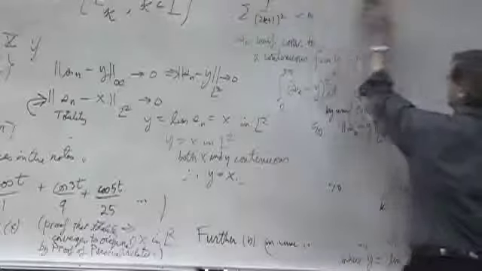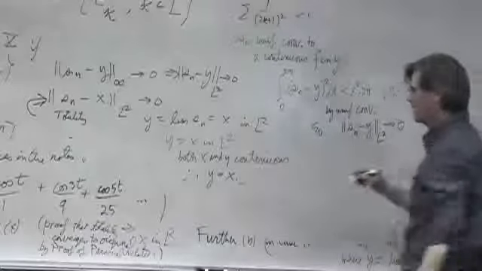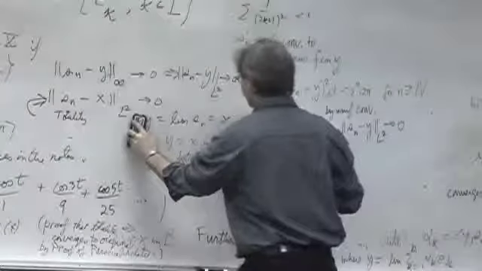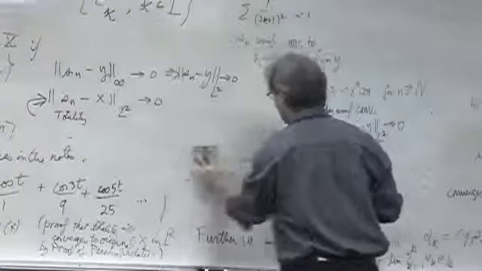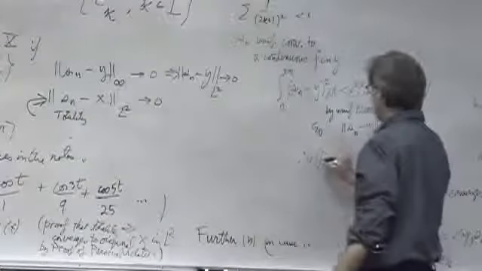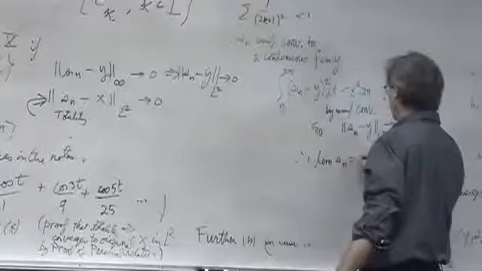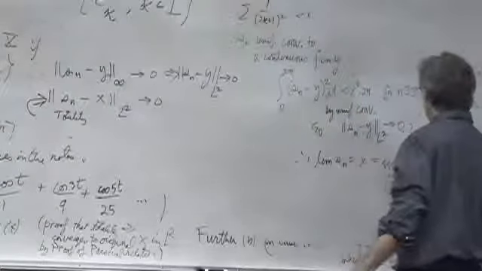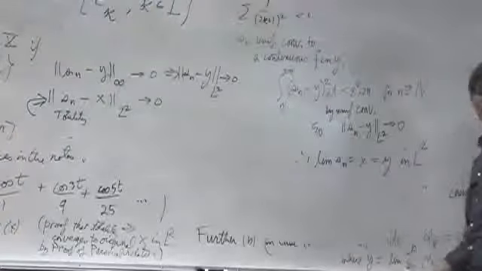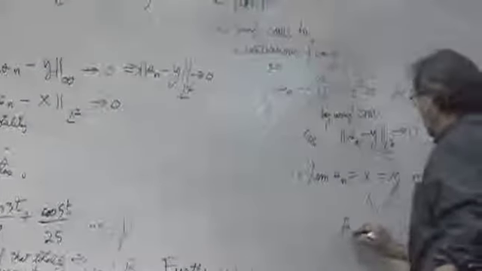Okay. So what I had was, therefore, limit Sn equals x equals y in L2. So I've got the same function in L2. Two continuous functions equal in L2, we mentioned already they had to be equal.